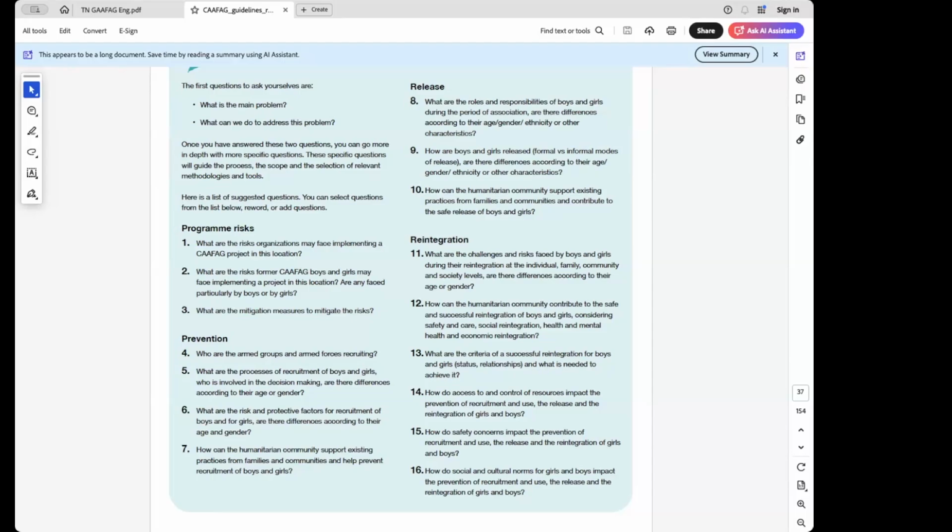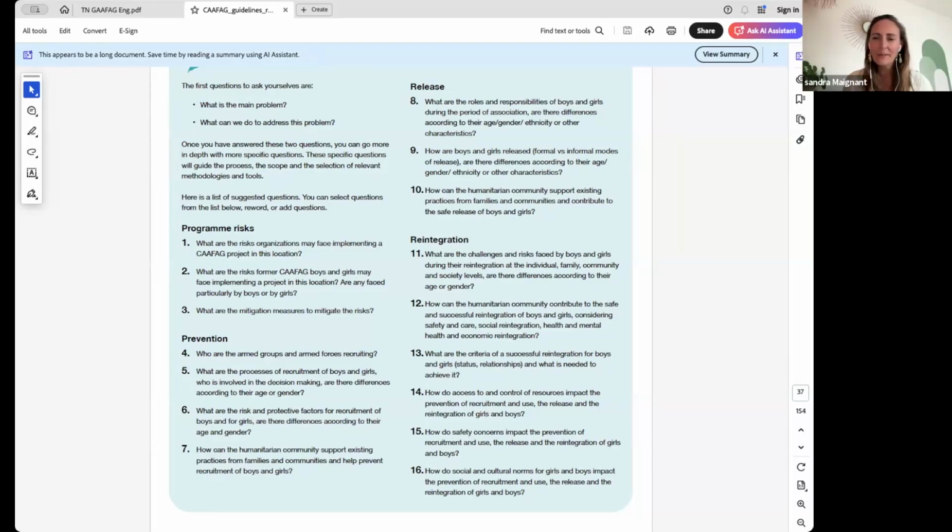Just to say, the toolkit is fantastic. We have not used it particularly in terms of CAAFAG, and I think that is the objective now. But definitely, in terms of generally doing context analysis, I think there are some similarities, but I really appreciate this particular focus on CAAFAG. Over. Thank you, Abigail.